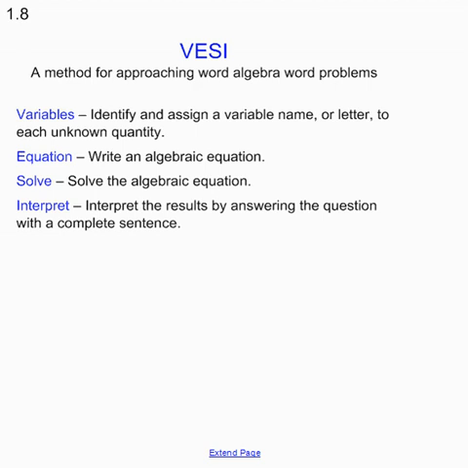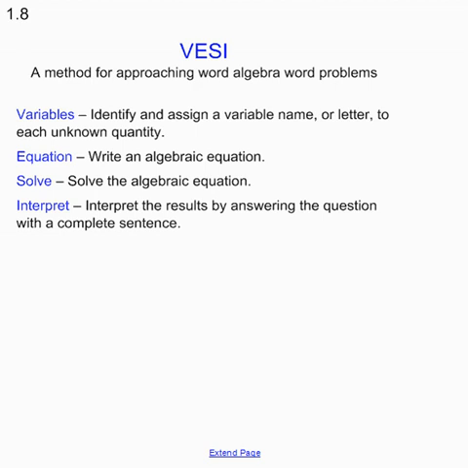So VESI stands for, the V stands for variables. It means identify and assign a variable name or letter to each unknown quantity. The E stands for equation. It means after you've assigned the variable, you're going to write an equation. The S stands for solve. That means you'll solve the algebraic equation. And then I stands for interpret. Interpret the results by answering the question with a complete sentence. And remember, we do that so that you'll know what your answer means.